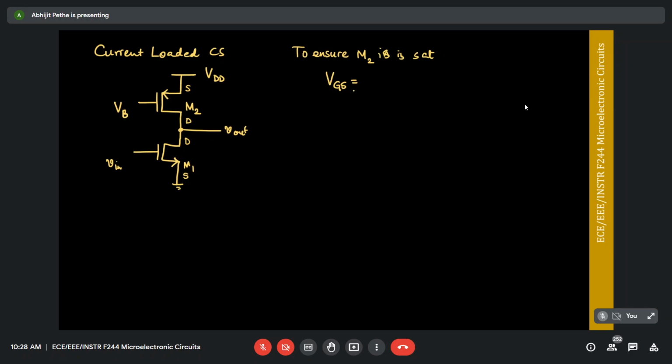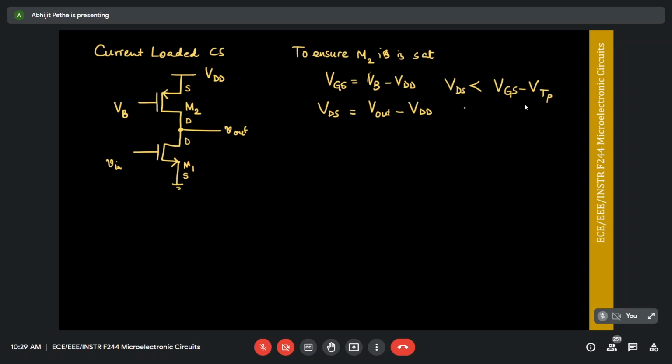All right. So now what is the VGS for M2? VGS for M2 is given by VB minus VDD. Right? And VDS for M2 is given by Vout minus VDD. Right? And so we want to always ensure in this case, so we will pick VB in such a way that VDS of this MOSFET is less than VGS minus VTP. Remember, VTP is a negative quantity. VGS is a negative quantity.